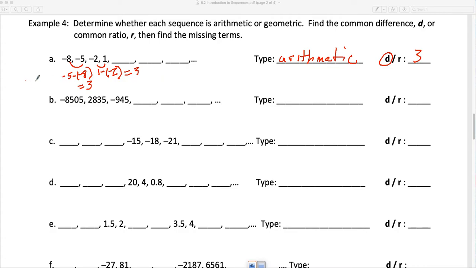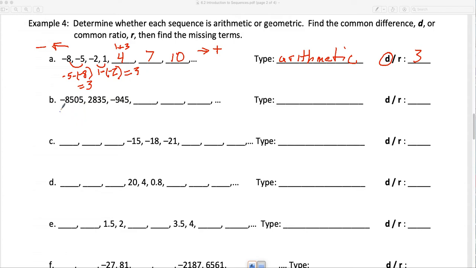All right, so we subtracted backwards. We're going to add going forward. So to get this term, 1 plus 3 is 4. 4 plus 3 is 7. 7 plus 3 is 10. So it's that easy. Okay, so we add forwards and we subtract backwards. Let's go ahead and switch to a blue pen because I'm tired of red.